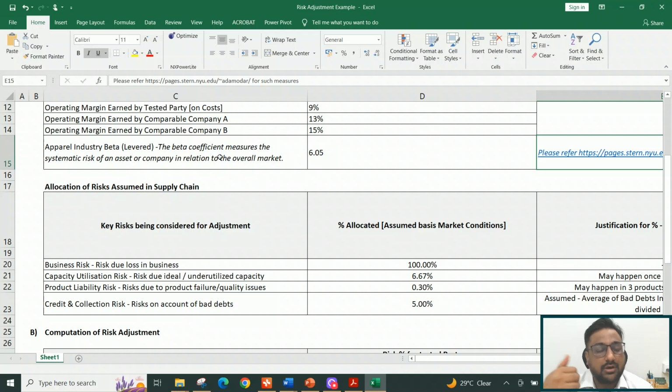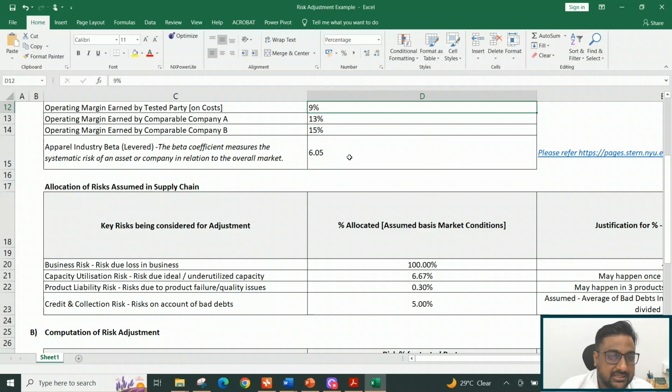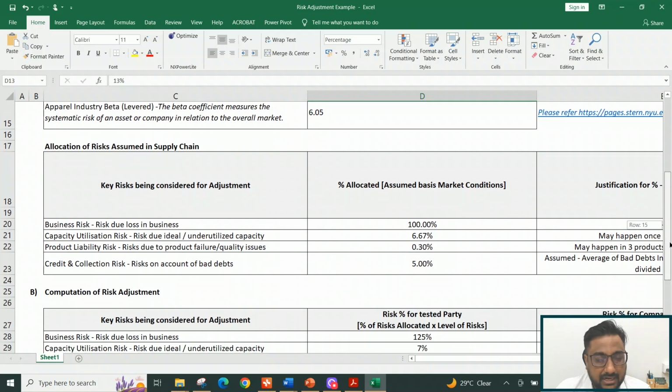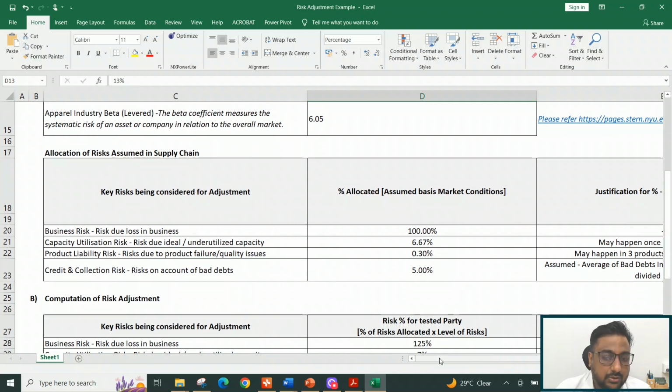Right, now we have come to our main topic of adjustments. Now we saw that our entity, the tested party, has earned 9% operating margin during the year, while the comparable companies are earning 13% and 15%, but they are assuming higher risk, right? Now we need to arrive at a lower comparable margin, because we know that there are higher risks being faced by those entities, right?